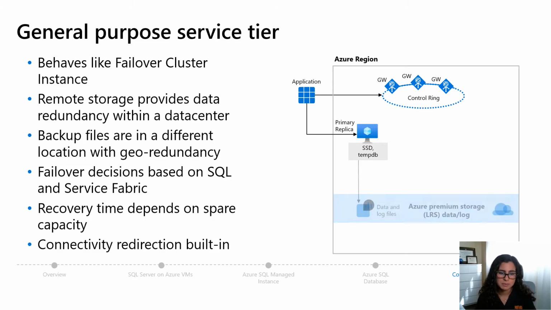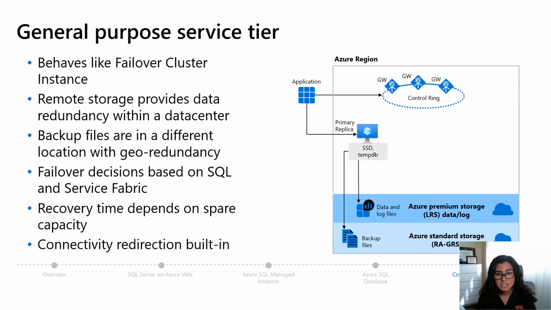Okay, so how does this general purpose service tier work? So what happens is you have your TempDB running on your directly attached SSD, but your data and log files are in locally redundant storage or Azure Premium Storage, and your backup files are stored in Azure Standard Storage, or that's read access geo-redundant storage. So right off the bat, you're getting some geo-redundancy. We put your backups in a paired region. So this means if even a whole region goes down, your backups are in another region, and you can use something like geo-restore to go and restore that database up. And that's true across all the service tiers.